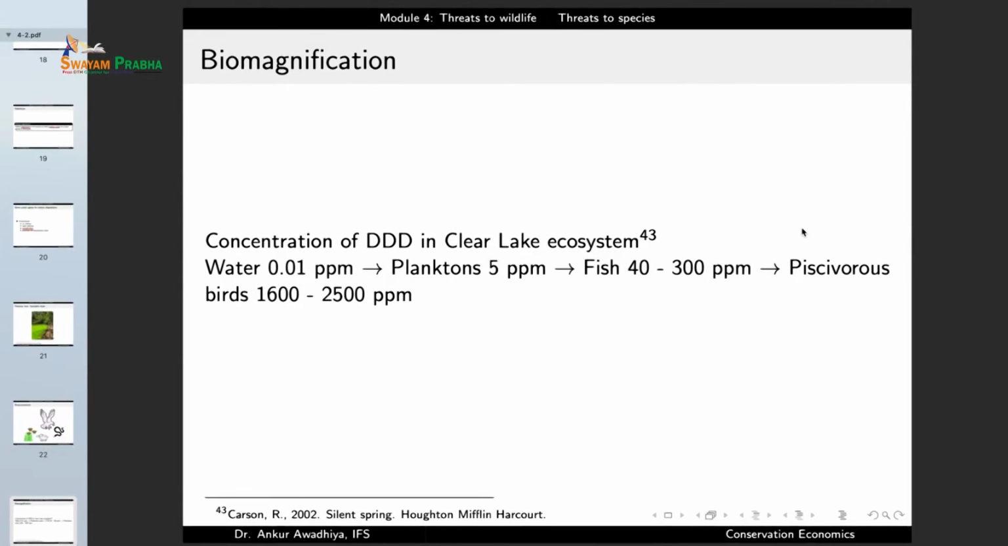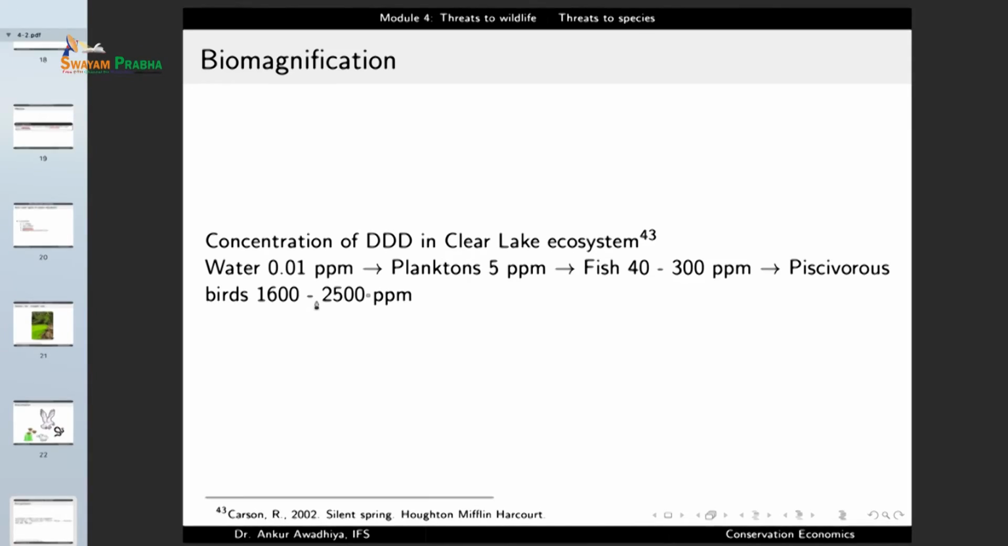A good example is the concentration of DDT in a lake ecosystem. When it was measured, it was found that water had 0.01 parts per million of DDT. The planktons, which are small plants, had 5 ppm. So there is a large increase, around 500 times, in the concentration of DDT present in water compared to what was present in the planktons. Then the fishes that eat these planktons had a concentration of 40 to 300 ppm.